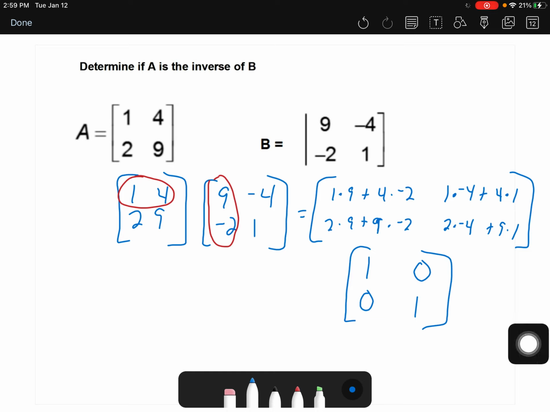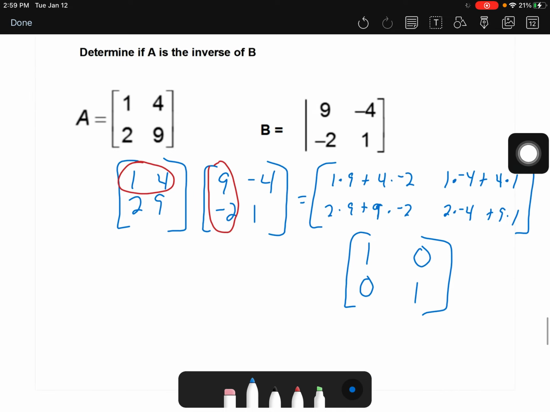Okay, next example, I guess I don't have it numbered here, but it's asking us to determine if A is the inverse of B. Remember we talked about matrices that were inverses. That means that when you multiply them, you get the identity matrix. So we're just going to go through that multiplication process again, like what we had just done.